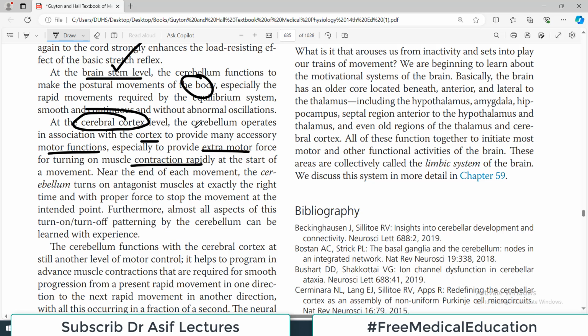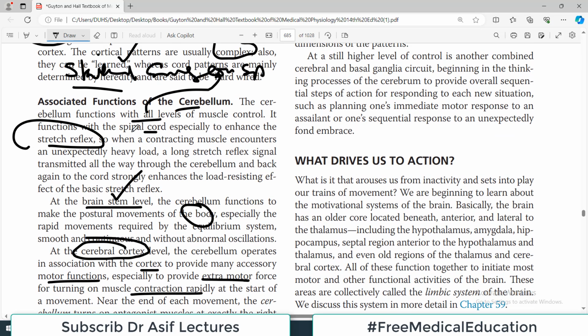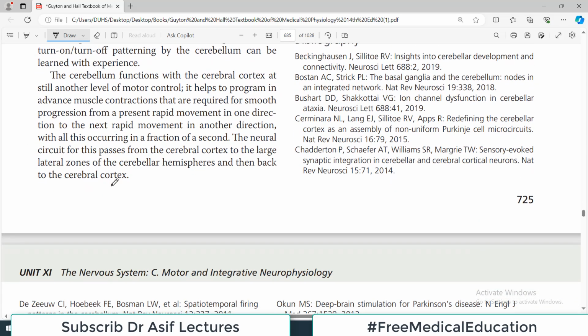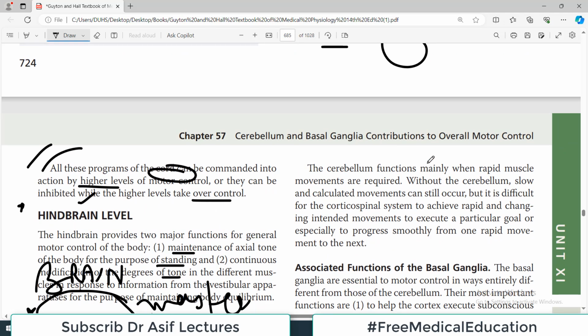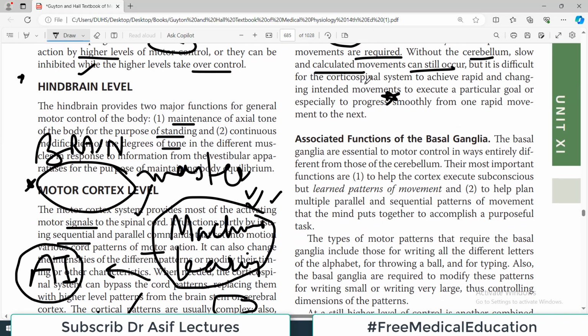So basically the cerebellum is communicating with all different parts of the brain. That's the bottom line of this particular paragraph. The cerebellum functions mainly when rapid muscle movements are required. So that's an important point. Without the cerebellum, slow and calculative movements can still occur because your cerebral cortex is working, and this is where slow and coordinated movements are initiated. But if you have to do some rapid action, this is where you need the cerebellum. Okay, very, very important concept.